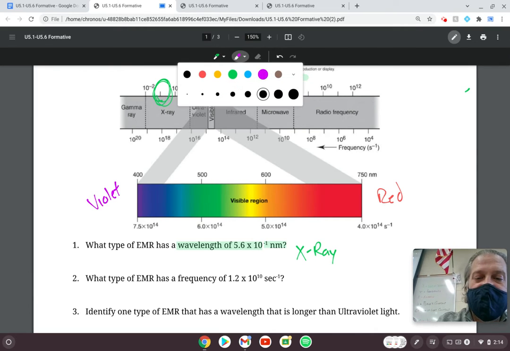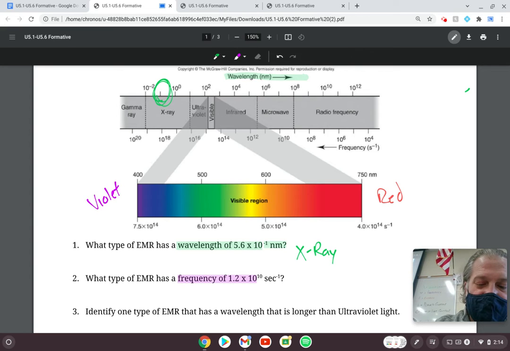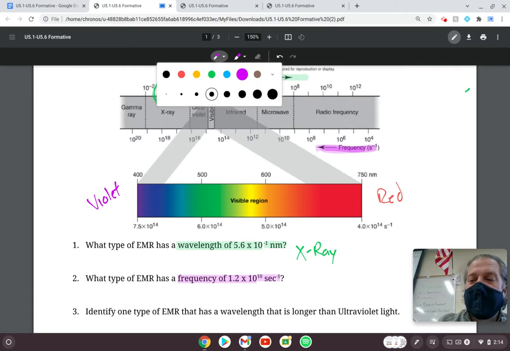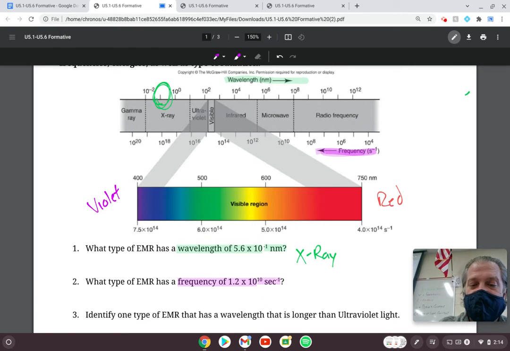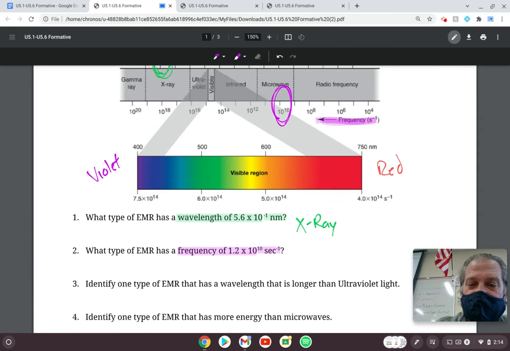The next one talks about frequency. So we're talking about what has a frequency of 1.2 times 10 to the 10 per second, and frequency is on the bottom. And so in this case, I'm going to be looking for anything that has something times 10 to the 10 on the bottom. And that appears to be right there. So that tells me that this is going to be a microwave.